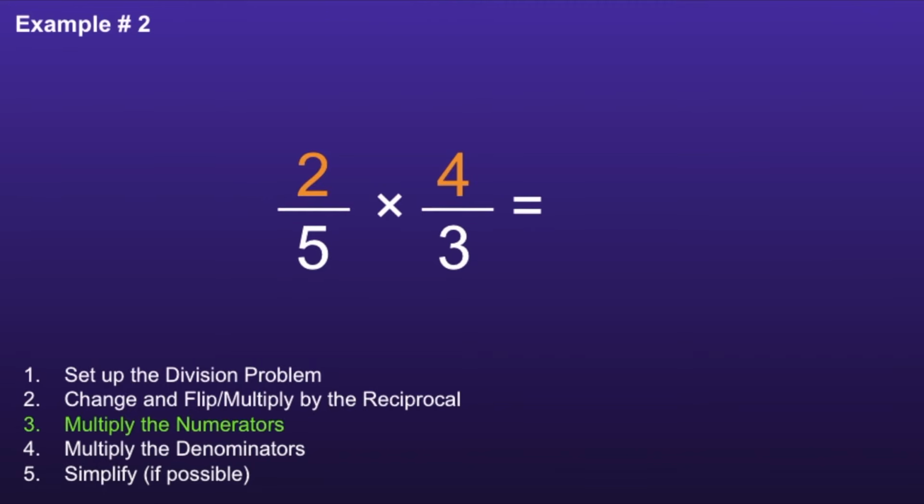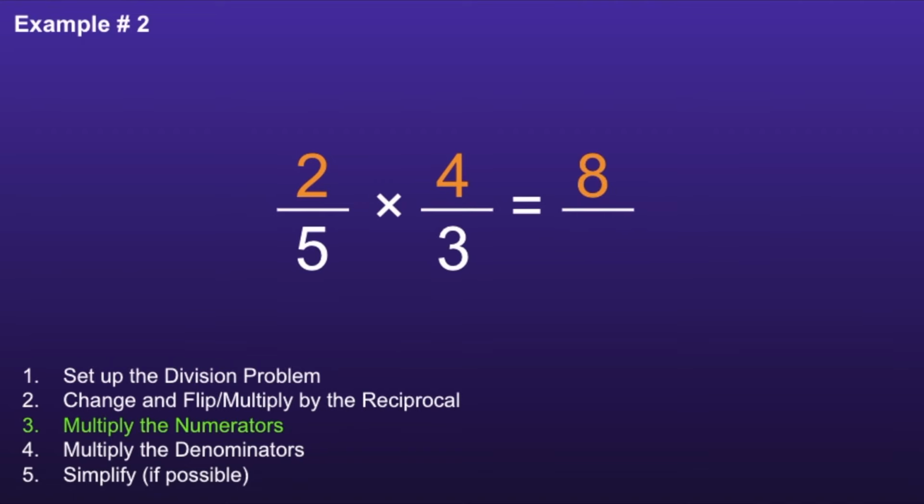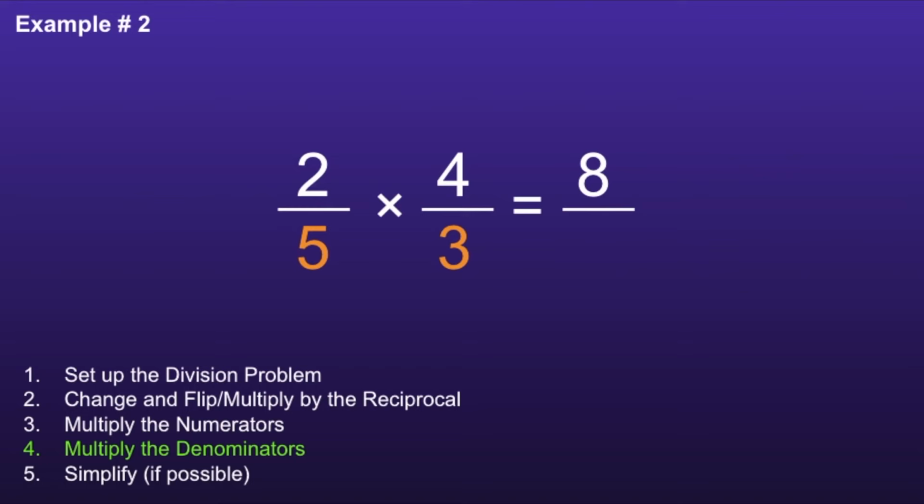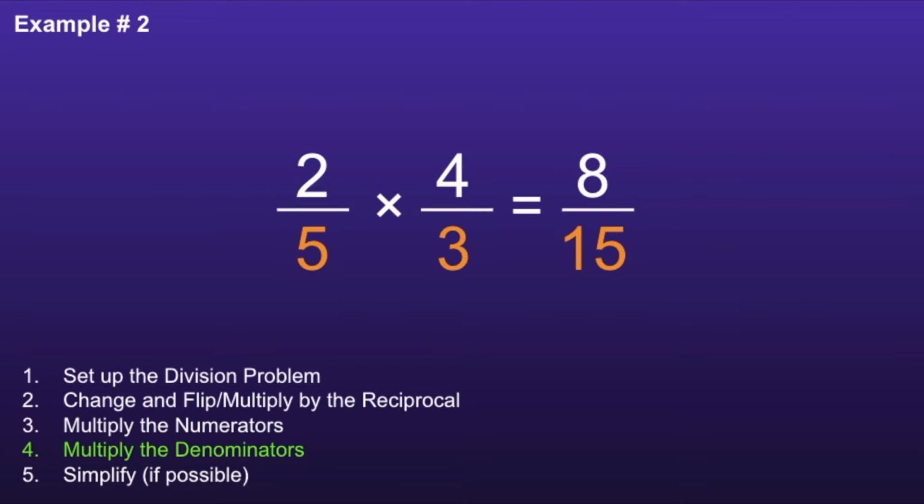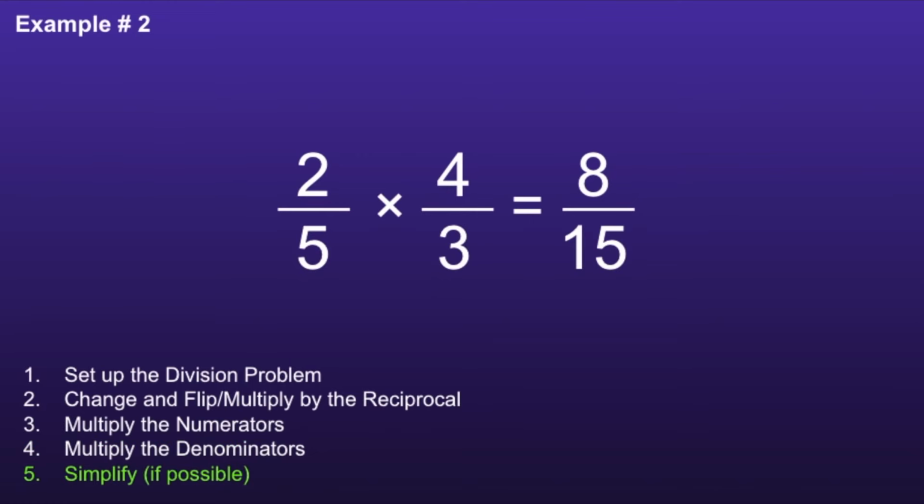Step 3. Multiply the numerators. 2 times 4 is equal to 8. Step 4. Multiply the denominators. 5 times 3 is equal to 15. And finally, step number 5, simplify if possible.